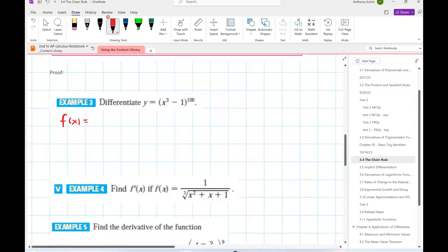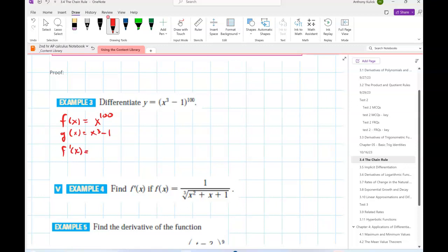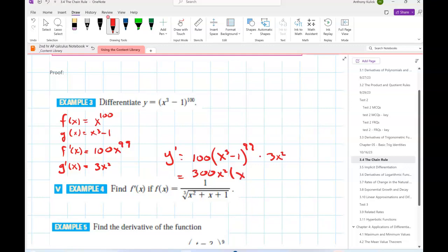What's the outer function? Excellent. And the inner? Great. So the derivative of the outer is? Great. And the derivative of the inner is? Excellent. So my answer should be f prime of g of x times g prime of x. We'd probably write it as 300x squared.